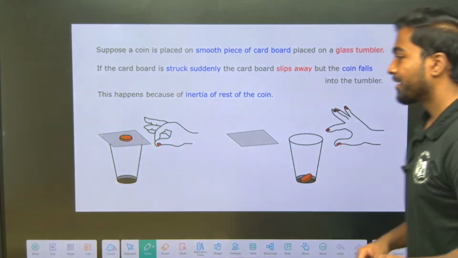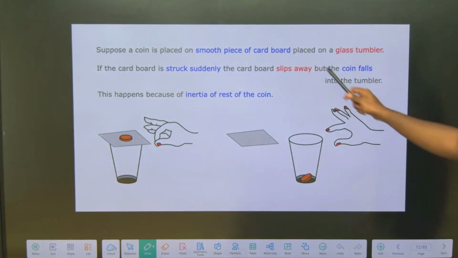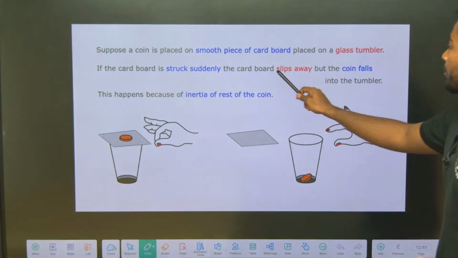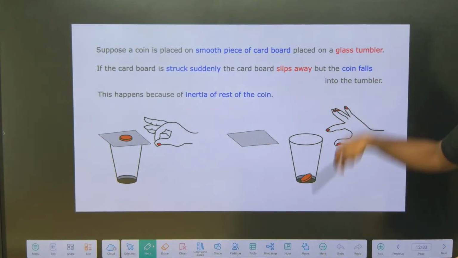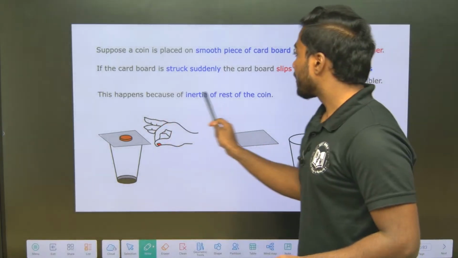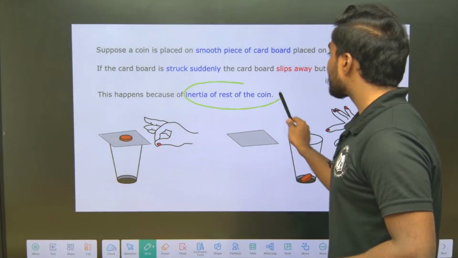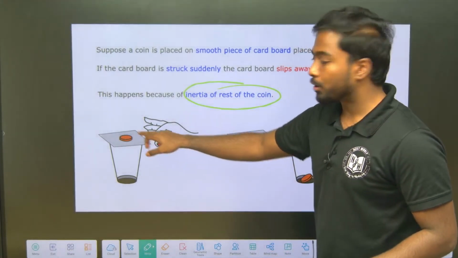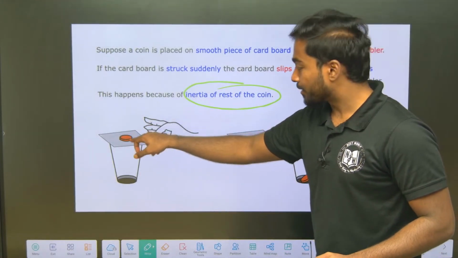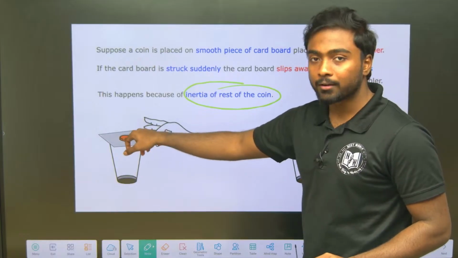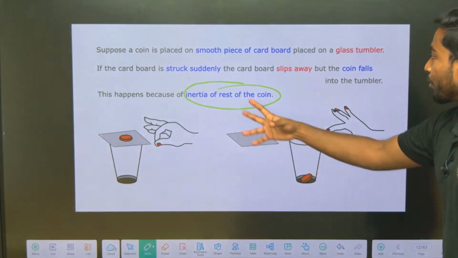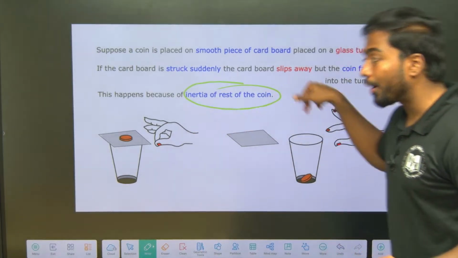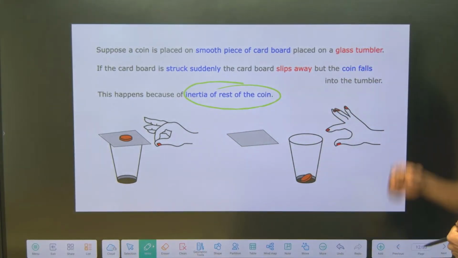Right? Yes. So if the cardboard is struck suddenly, the cardboard slips away, but the coin falls into the tumbler. This happens because of the inertia of rest of the coin. Because I am applying a force on the card only, not on the coin, right? Now, if I kick out the coin, obviously the coin will go down. I mean the card, the coin will go down. Okay.